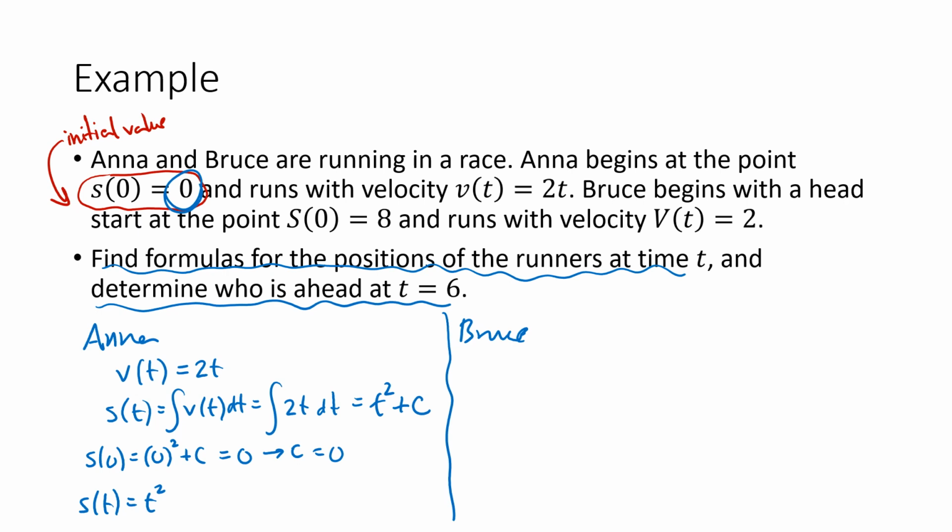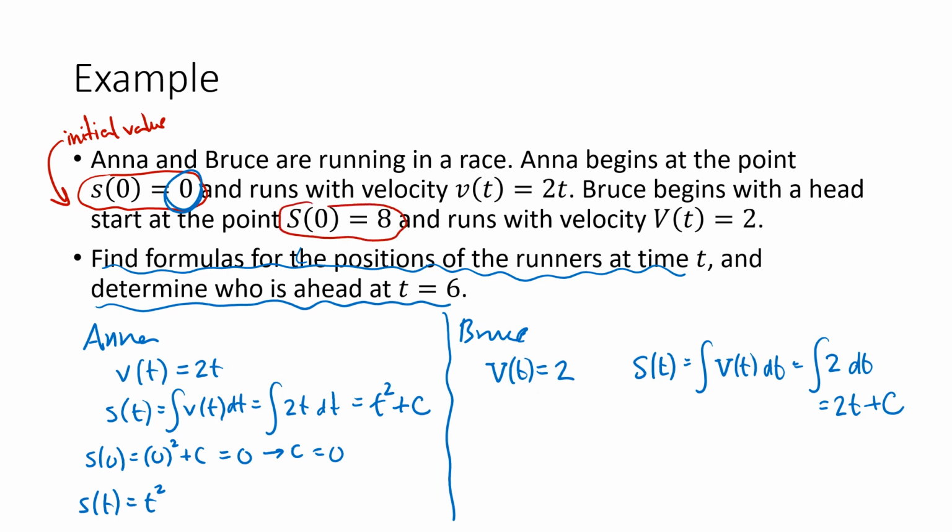Let's go to Bruce. So Bruce's velocity function, capital V of t, is just 2. So Bruce's position function, capital S of t, is going to be an antiderivative of capital V of t. That's an antiderivative of 2 dt. That'll be 2t plus c. And again, we're going to use Bruce's initial value, which is capital S of 0 equals 8. We're going to plug that in and see what we get.